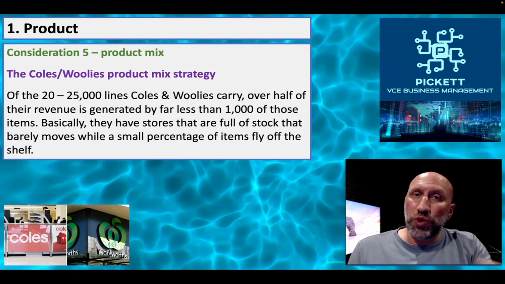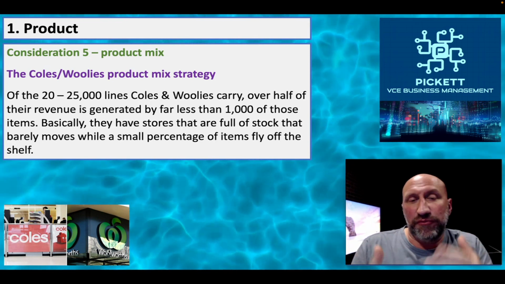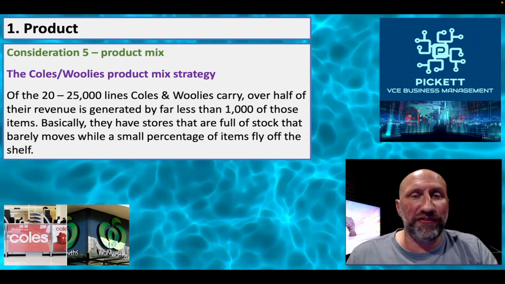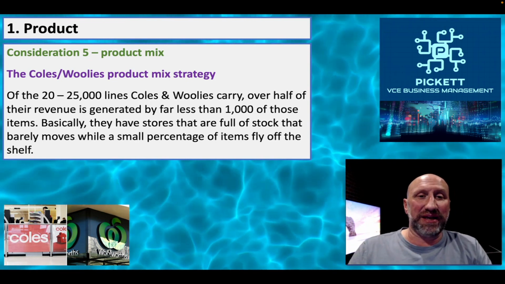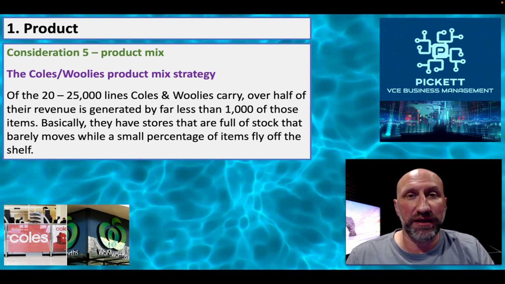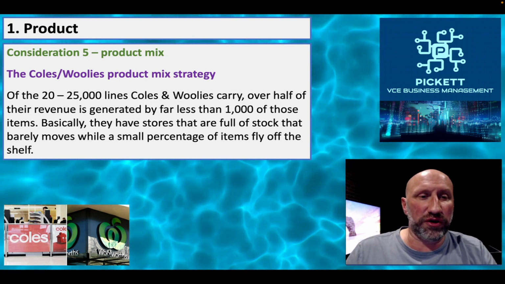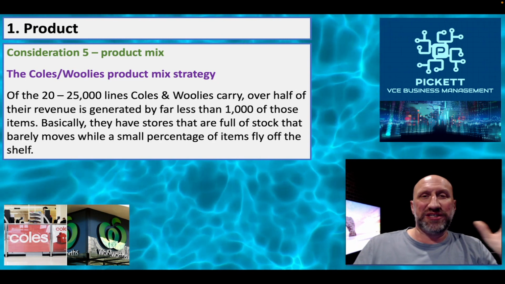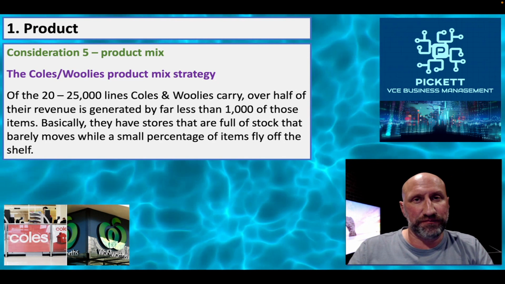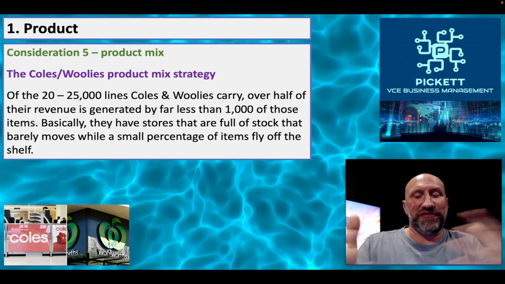Now, the Coles and Woolies strategy: of the 20 to 25,000 different product lines that Coles and Woolies carry, over half of their revenue, over half of the money they make, is generated by far, far less than 1,000 of them. What that means is they have stores full of stock that barely moves, while a small percentage of the items constantly fly off the shelves and have to be replaced. Sounds like a bit of a strange one. Why do they stock all this stuff that very few people buy?